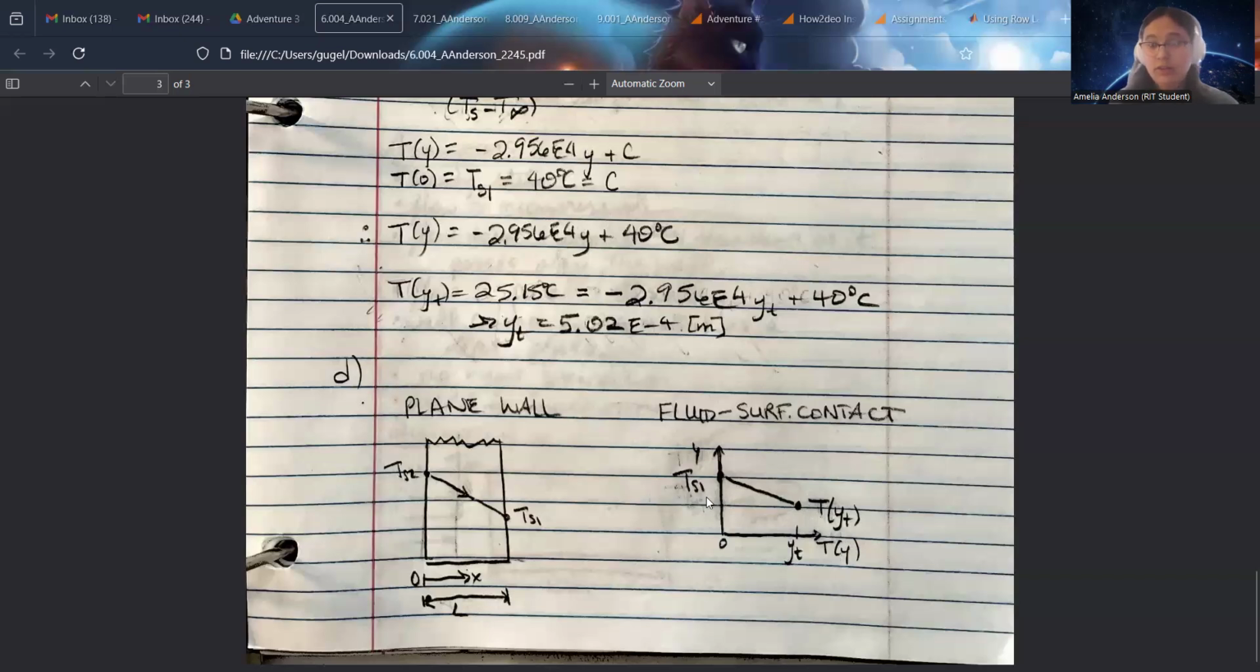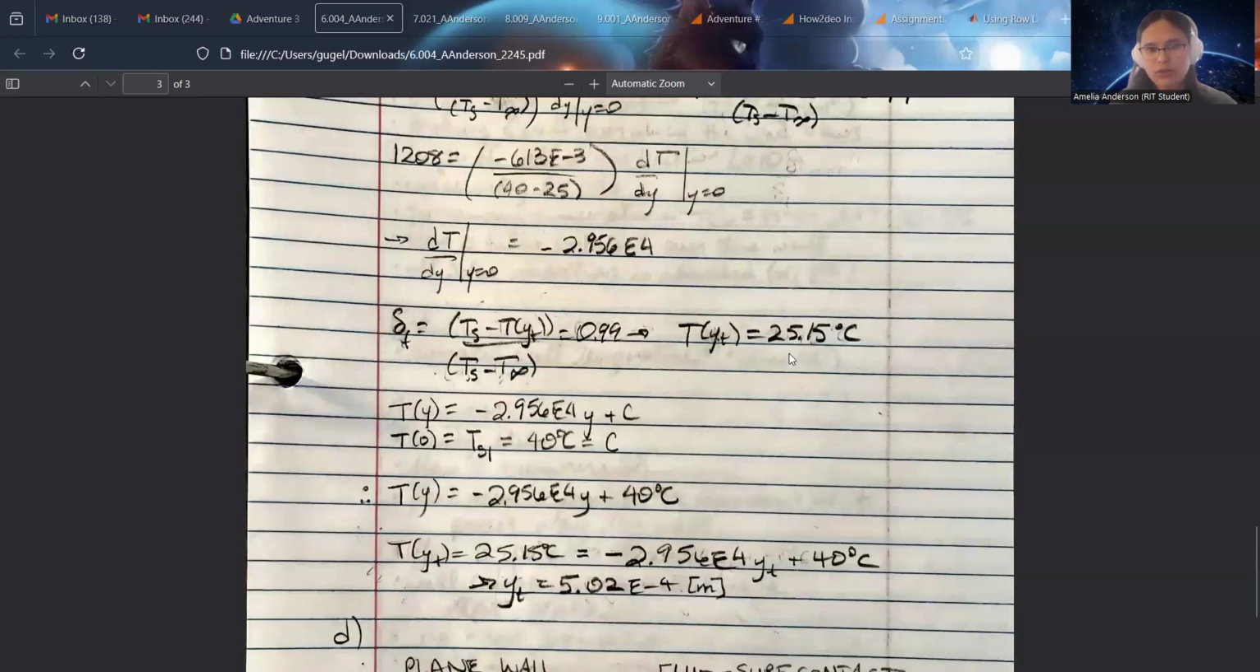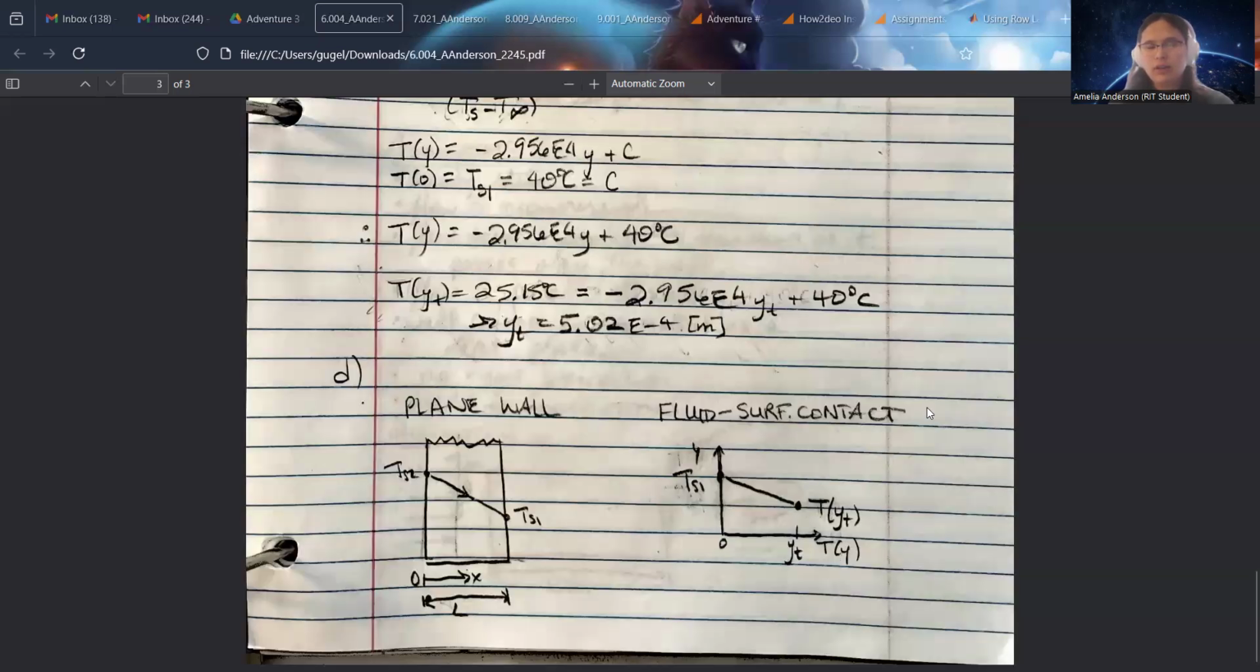We can see here that the temperature is decreasing linearly from surface temperature to boundary layer temperature, which is pretty close. 25.15 is pretty close to our 25 degrees for our bulk fluid temperature. Yeah, that's it.